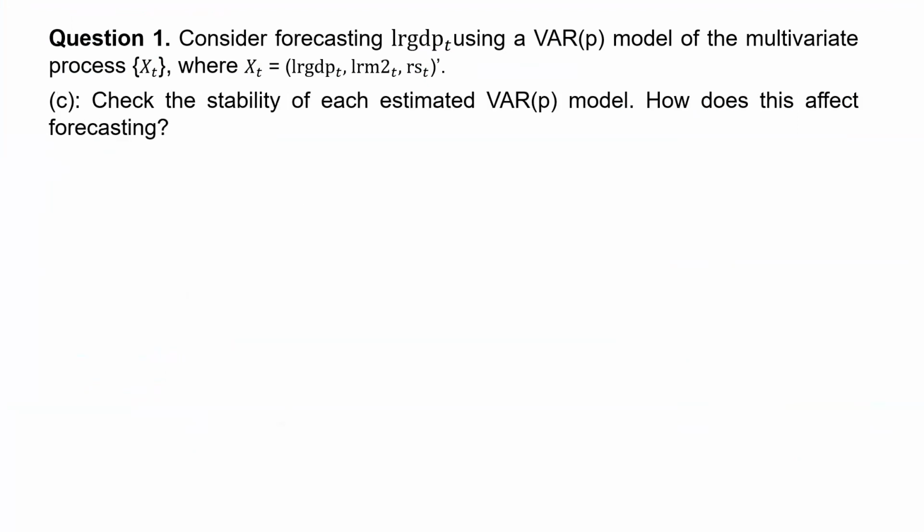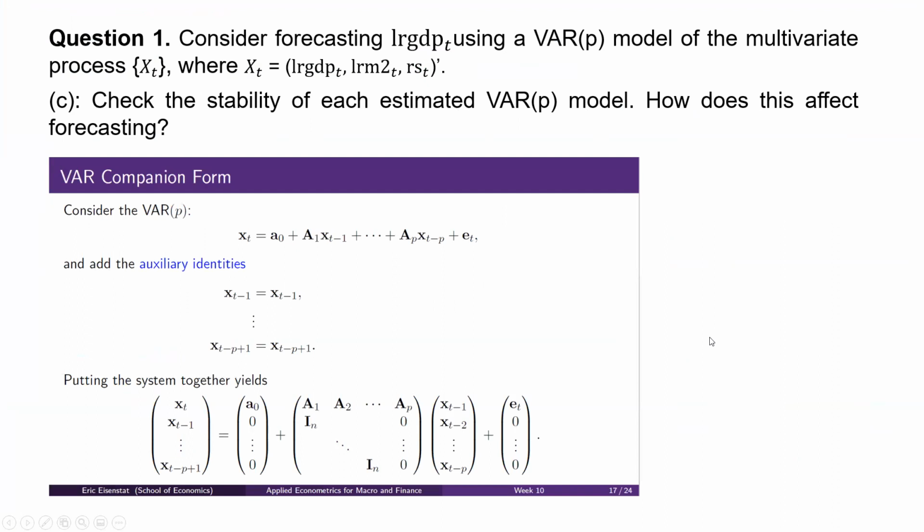All righty. So we selected a subset of models. We checked the residuals, and they were good so far. The next step is to check the stability of the VAR model, right? So how do we check the stability of the model? We take the model and transform it to companion form. I'm going to show you how that's done.